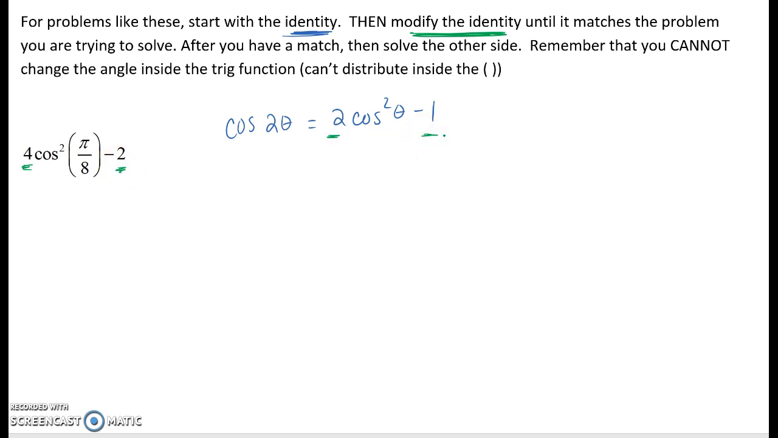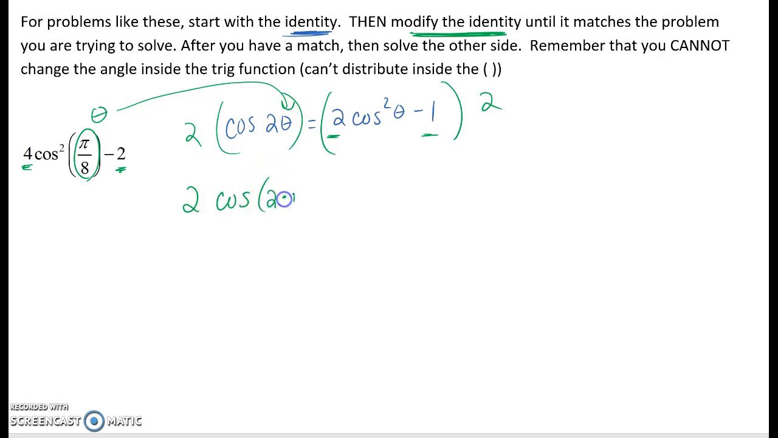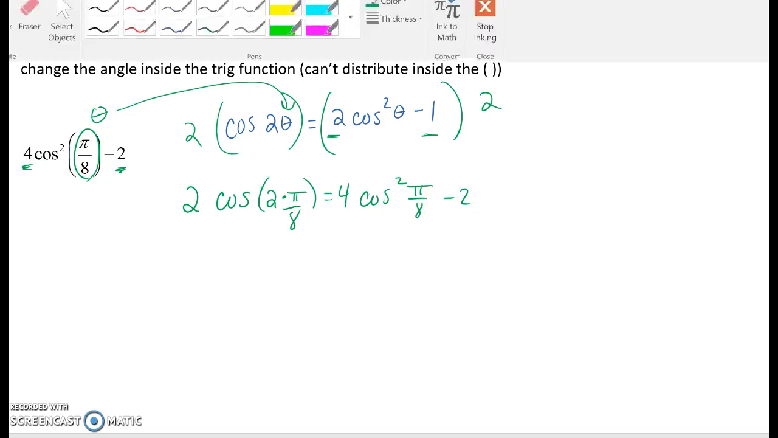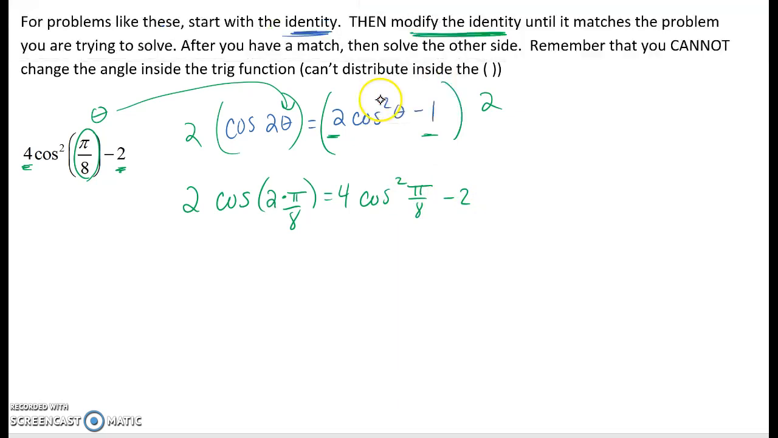So the way that I can fix this is I can double the entire equation on the left and the right. Also notice that the angle that we see here is my theta. So what I'm going to do is multiply the entire equation by 2, and I'm also going to plug in my angle for theta. So that gives me 2 cosine of 2 times pi over 8 equals 4 cosine squared pi over 8 minus 2. At this point we ask ourselves, do I have a match?